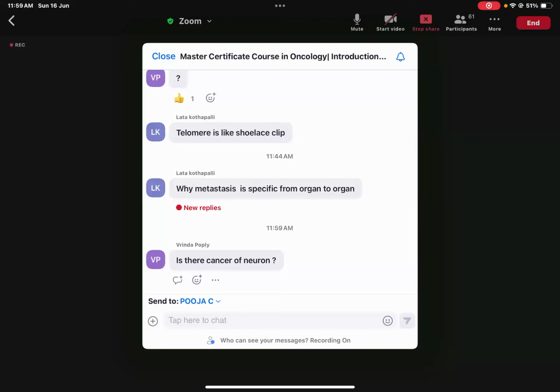Next question, is there any cancer of neurons? So yes, neurons, the nerves, are permanent cells, so they don't grow or divide. If growth happens in these cells, then that leads to neuron cancers. So there are certain kinds of gliomas, neuroblastomas, all these kinds of nerve cell cancers, and medulloblastomas, that is in the cerebellum, and so on.